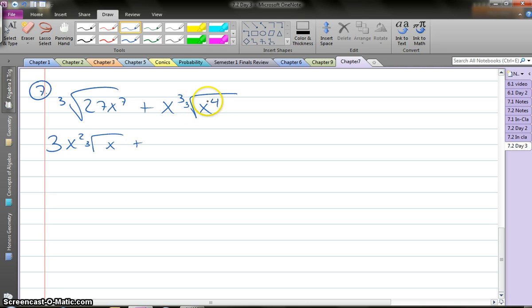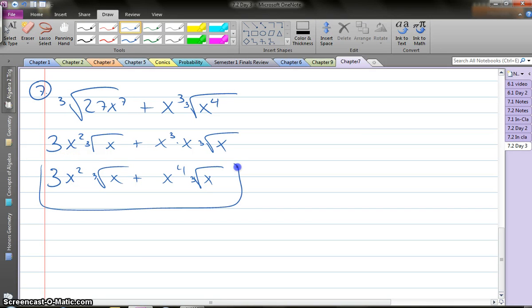So how many groups of 3 are in x to the 4th? Well, there's 1, and I have x to the 3rd on the outside, so 1 comes out, and I'm left with the cubed root of x. So 3x squared times the cubed root of x plus x to the 4th times the cubed root of x. Alright, now, can I combine these? Alright, no, I cannot, because one has an x squared and one has x to the 4th. Again, if this was x squared, then I could go ahead and combine them.